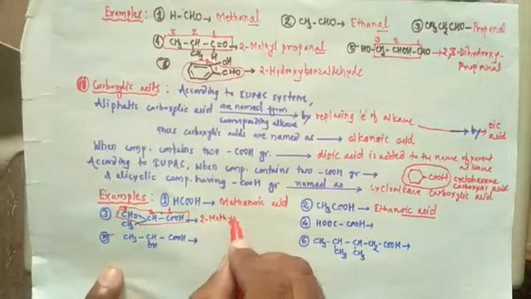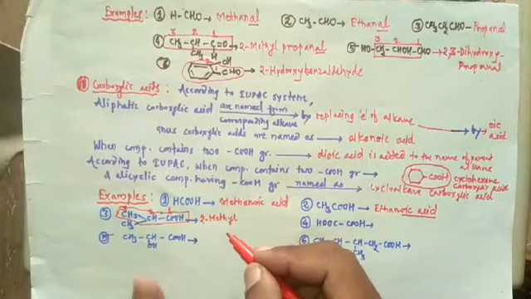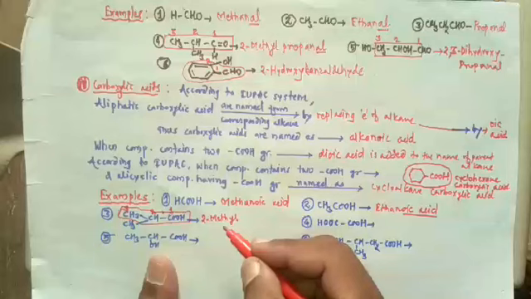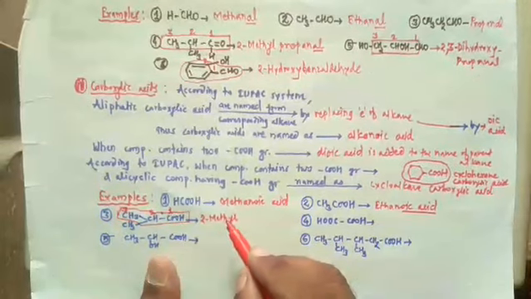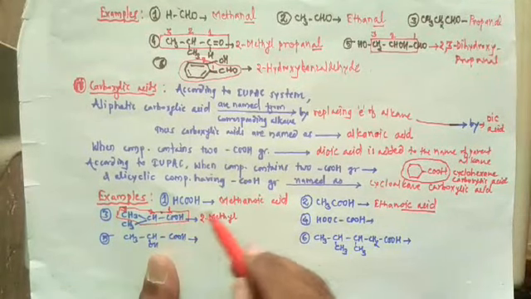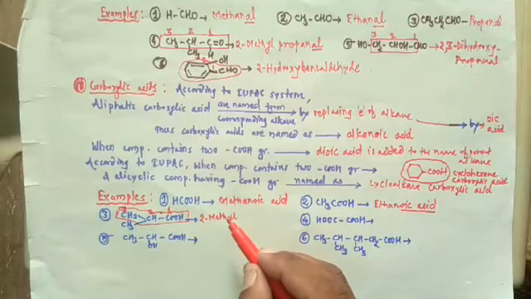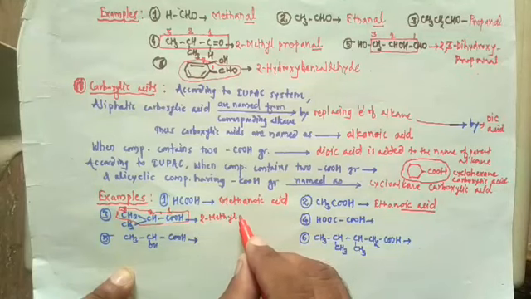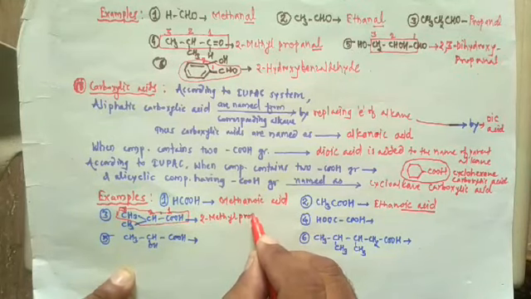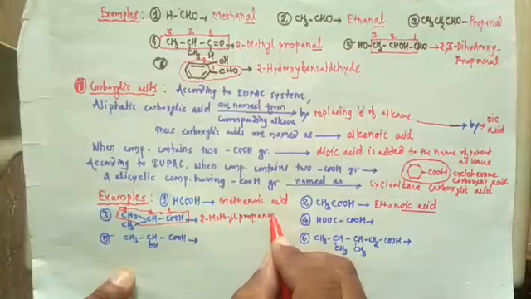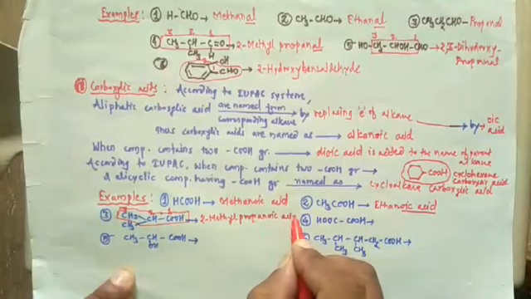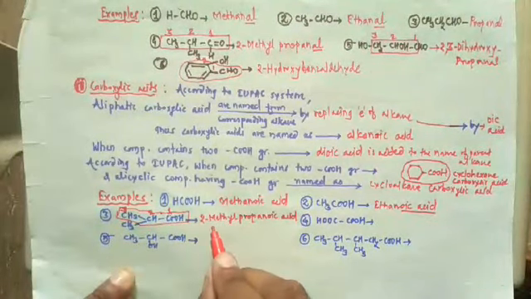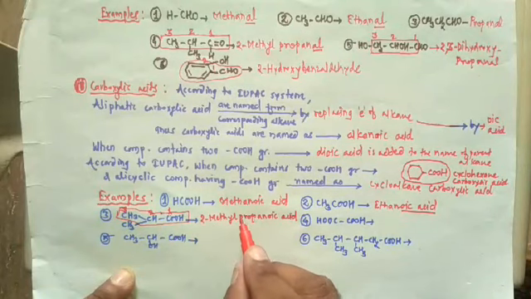The substituent is a methyl group and its position is 2. That's why 2-methyl. Then 3 carbon atoms are present, so the corresponding alkane is propane. Replace the final letter E by OIC acid, so the name becomes propanoic acid. So the IUPAC name of this compound is 2-methyl propanoic acid.